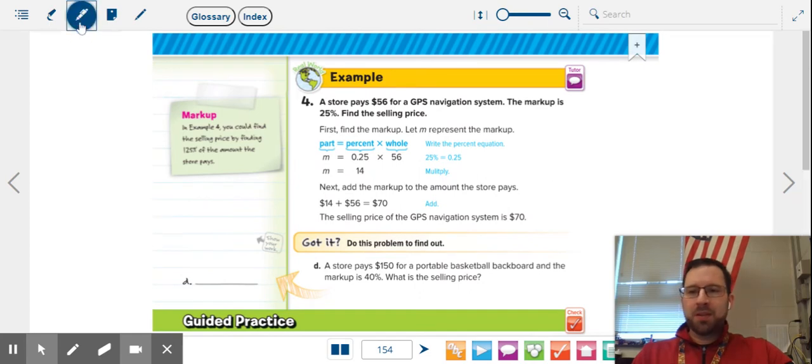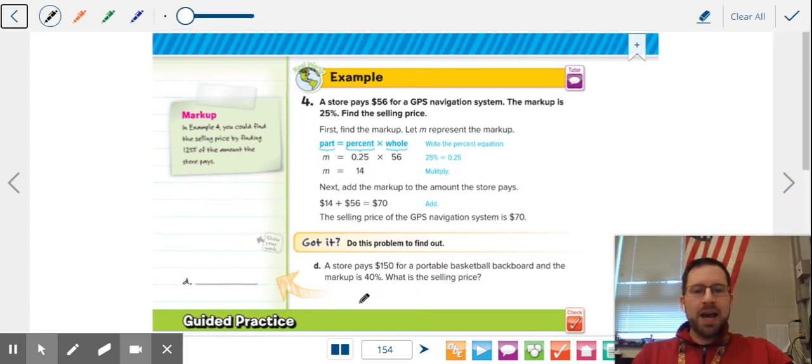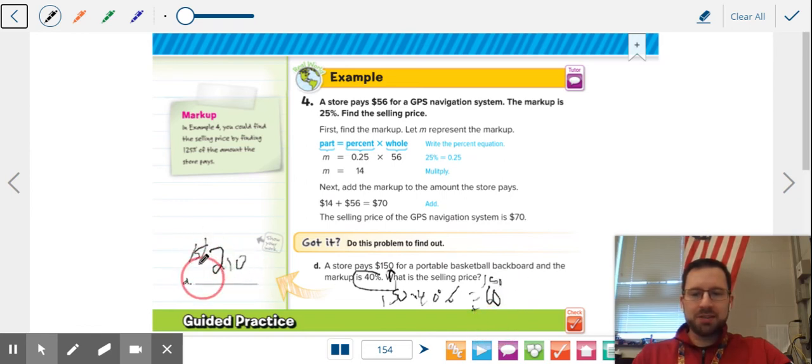Lastly, markup. Okay, when you find a markup, you're adding this on to the original price. A store pays $150 for a portable backboard, and the markup is 40%. So once again, you're taking 40% of that number. 150 times 40% is, I want to say it's $60, but let's just double check. Okay, it's $60. So that's the amount of markup. What's the selling price? You take 60 plus 150, just like tax and tip. $210 is the price because the company has to make a profit.